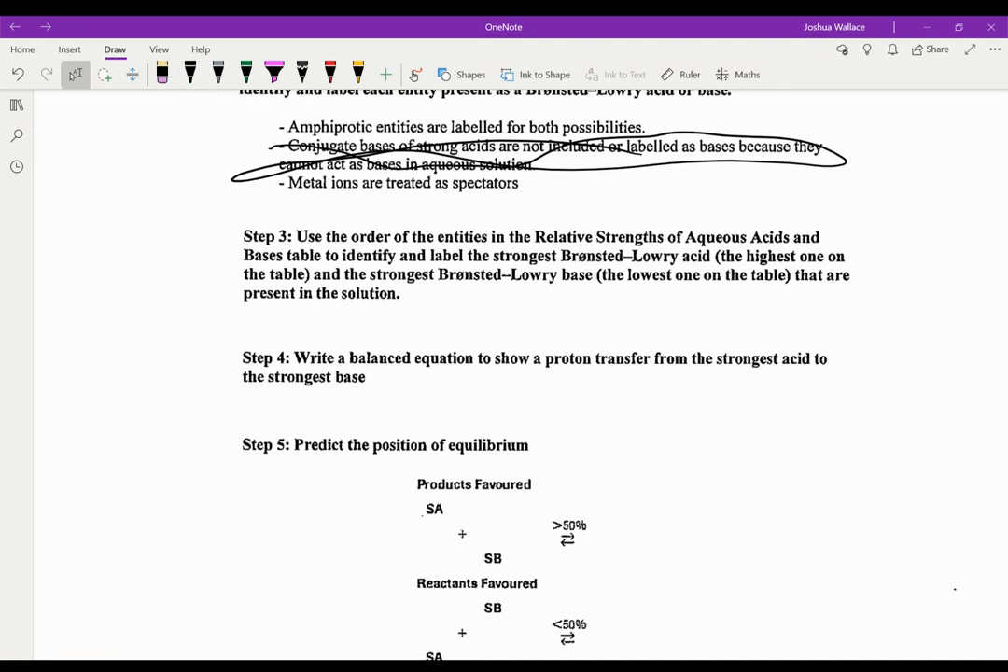Step 3, we need to use the order of the entities and the relative strength of aqueous acids and bases table to identify and label the strongest Bronsted-Lowry acid, the highest one on the table, and then the strongest Bronsted-Lowry base, the lowest on the table that are present in the solution. Step 4, write a balanced equation to show a proton transfer from the strongest acid to the strongest base.